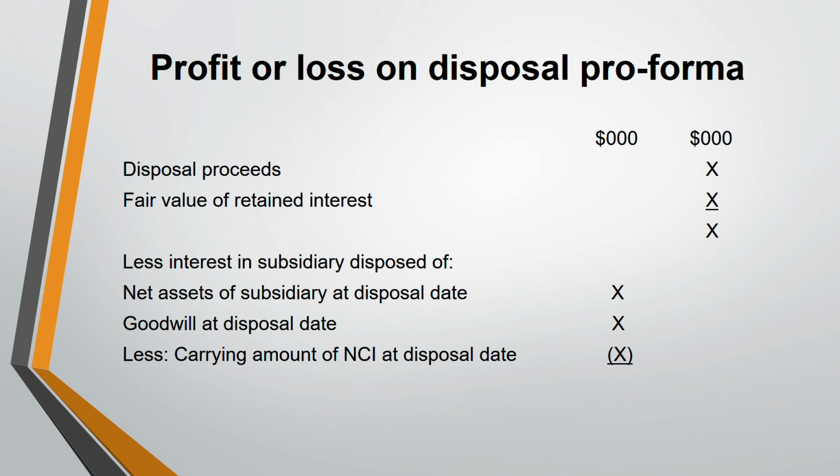Okay, and then bring it to the outer column, the second column. After you get that amount, net assets plus goodwill minus NCI, the carrying amount, take it outside, and deduct it from the amount that you got when you added your fair value of retained interest with disposal proceeds in the outer column. That's why it's in brackets. And finally, the amount that you get, it could be a profit, it could be a loss, which is to the group.